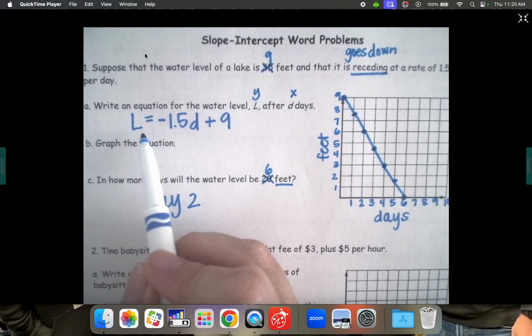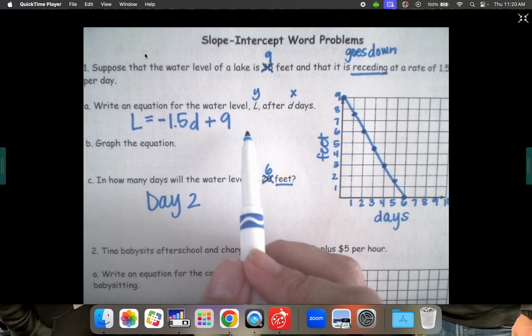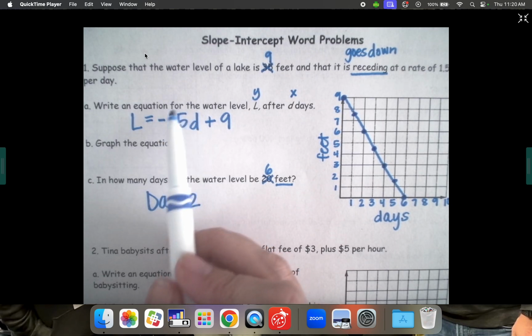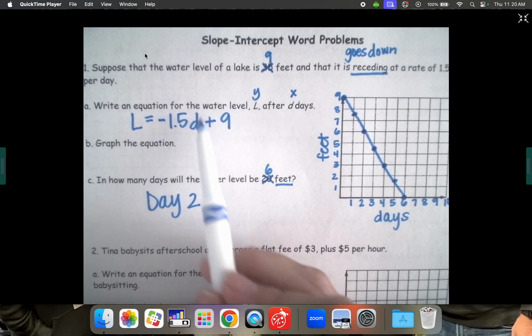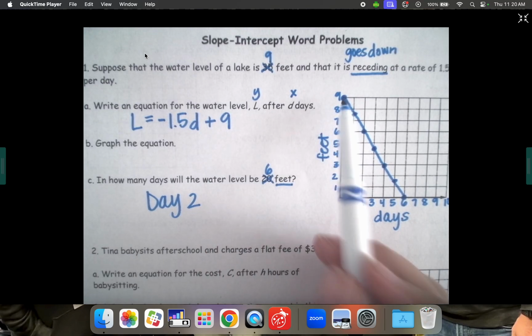So, and again, we've done y equals mx plus b for so long now. It's just that your slope is going to be your rate, your rate at which whatever is increasing or decreasing, and then your y-intercept is always where it starts.